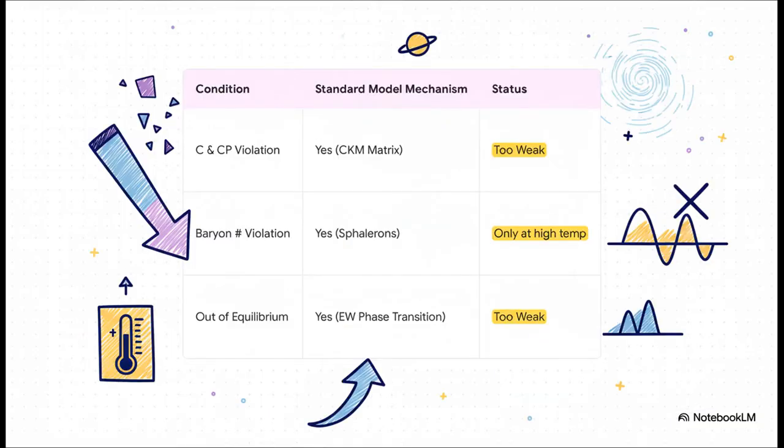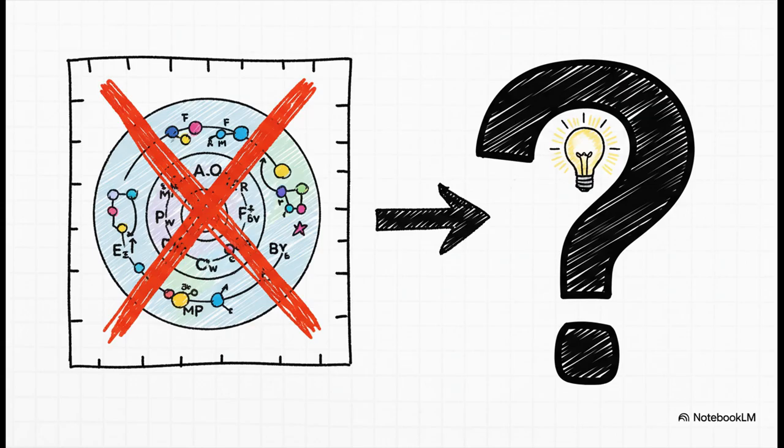Because when we really look at the scorecard, the standard model falls way short. Yes, it has some CP violation, but the effect is millions of times too weak to do the job. Sure, it allows for baryon number violation, but only at insanely high temperatures. And its mechanism for going out of equilibrium is just too mild. So while the standard model technically checks the boxes on paper, in reality, the effects it produces are nowhere near powerful enough to create the universe we live in. And this right here is the heart of the problem. Our main suspect, the theory that describes almost everything else with stunning precision, has a solid alibi. It just couldn't have pulled this off.